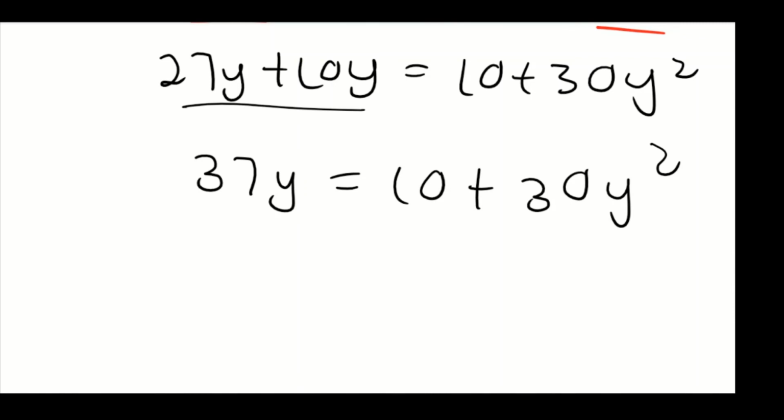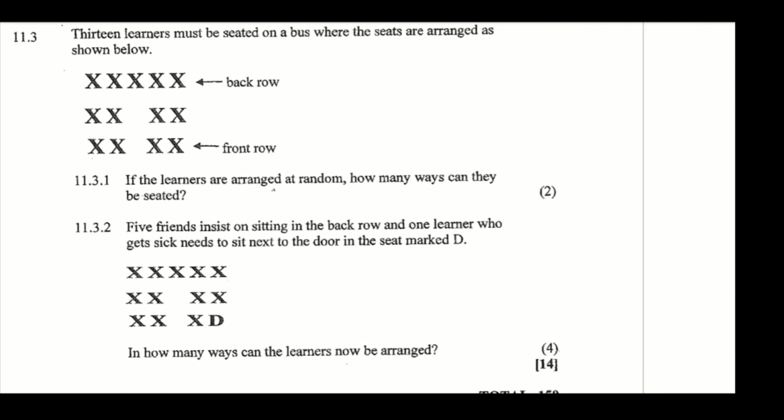So we have proven the problem here. So 11.3, we are told that 13 learners must be seated on a bus where the seats are arranged as follows. As you can see, this is the seating of the bus. This is the back row and this is the front row.